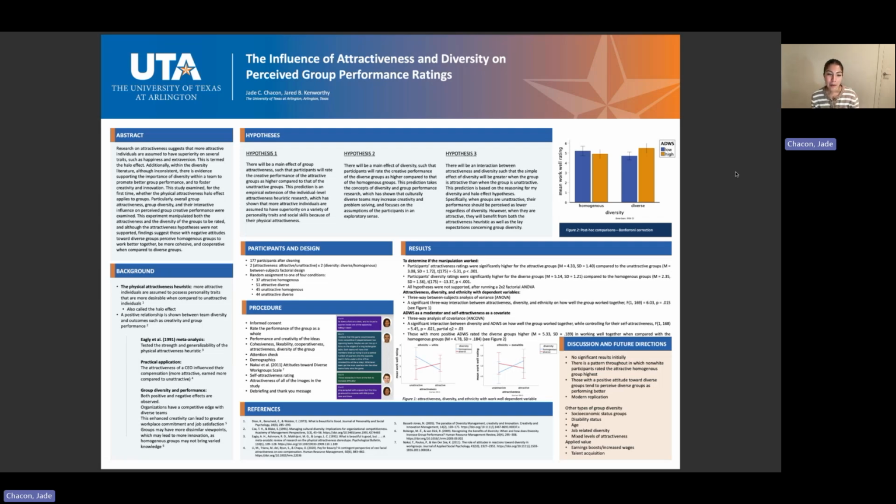My study was a 2x2 between-subjects factorial design. The two factors were attractiveness, attractive or unattractive, and diversity, diverse or homogeneous. My participants were randomly assigned to one of four conditions: the attractive homogeneous group, the attractive diverse group, the unattractive homogeneous group, and the unattractive diverse group.